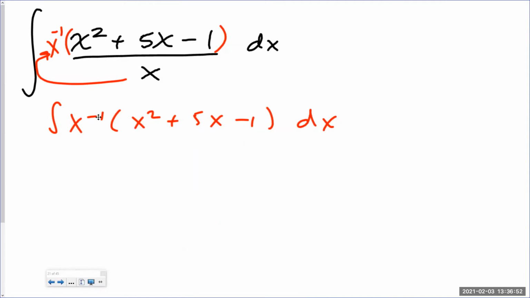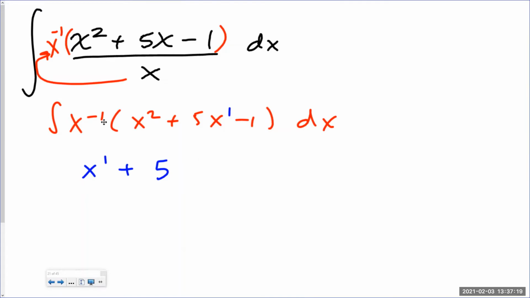What's x to -1 times x squared? Okay, you just add exponents. You guys good? Because the bases are the same. Okay, what's x to -1 times 5x? 5, yeah, just 5, because it's 5x to the 0, right? Because 1 plus -1 is 0, but what's x to the 0? 1, so that's just 5. Is everybody good with that? That's the hardest one students have trouble with.